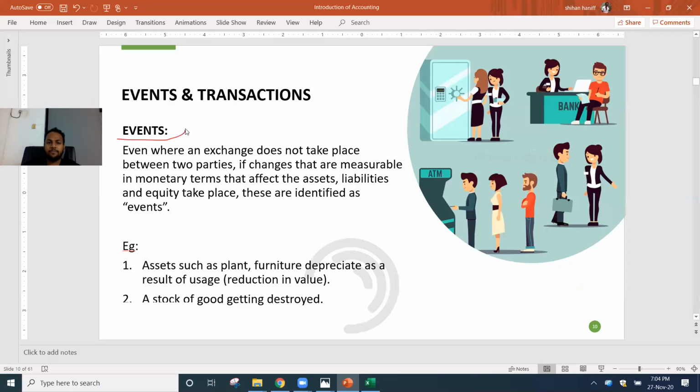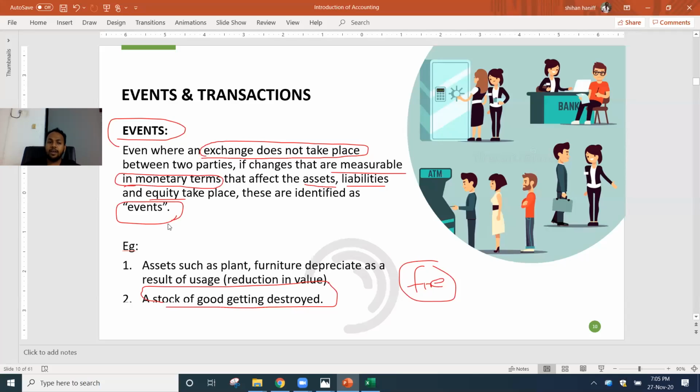Now we have events. Events mean where an exchange does not take place. Example, a stock of goods getting destroyed, let's say due to a fire. Due to a fire, some of the stock in the business got destroyed. So it is an event. There is no exchange between parties, but there is an incident which is measurable in monetary terms, and that affects assets, liabilities, or equity. So we call it an event. In accounting, we take transactions and events both.